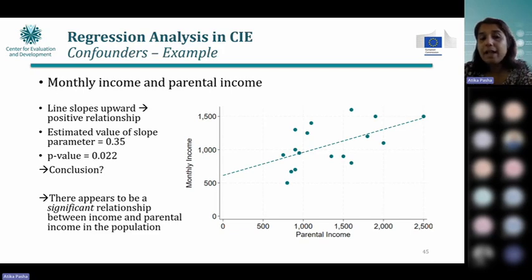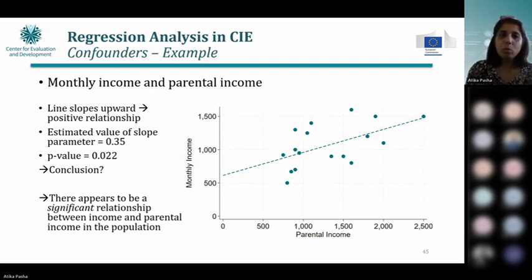This relationship we find now has a p-value of 0.022, and multiplying this by 100 gives us a value of 2.2. We can again comfortably reject it with 95% confidence, or at the 5% significance level. We reject the null hypothesis, which is to say, we accept that the estimated value of our slope is actually different from 0. Our null hypothesis says that there is no relationship between parental income and monthly income.